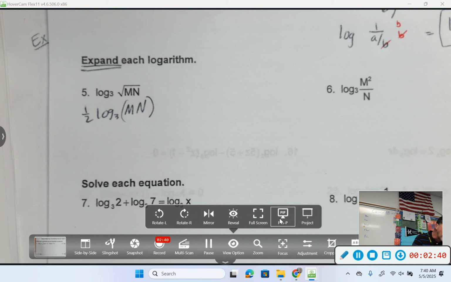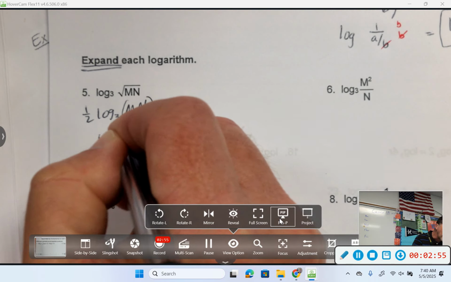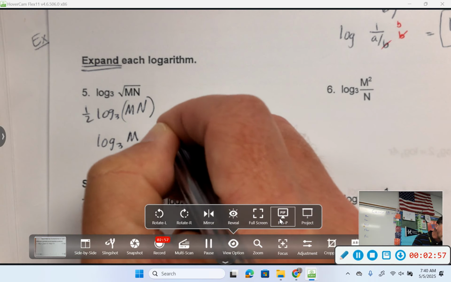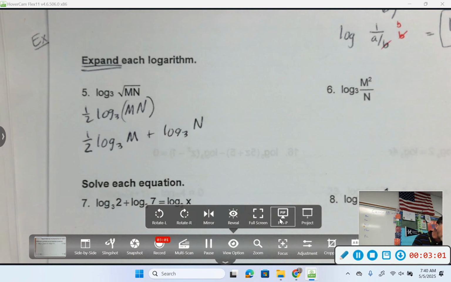Okay, now what can I do? How can I... Well, if I make the 1/2 the exponent, then I'm going right back to where I came from. Yeah, let's turn the multiplication into addition. So log 3m plus log 3n with the 1/2 out front?